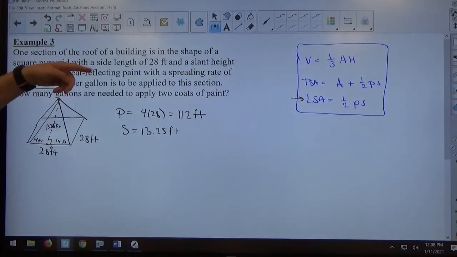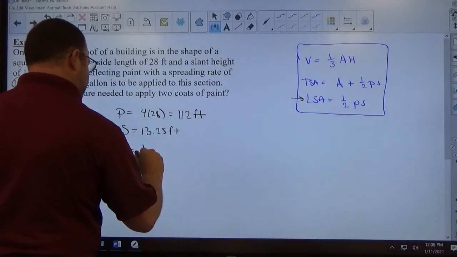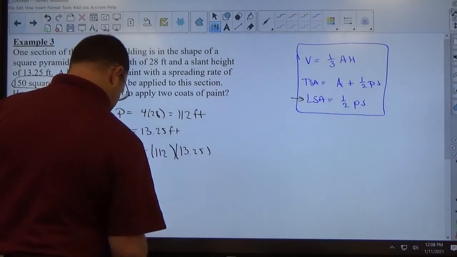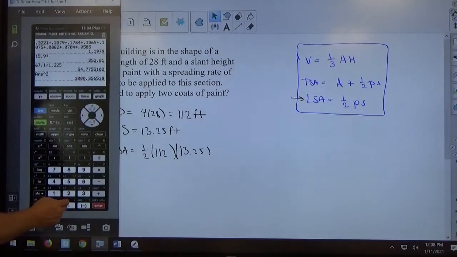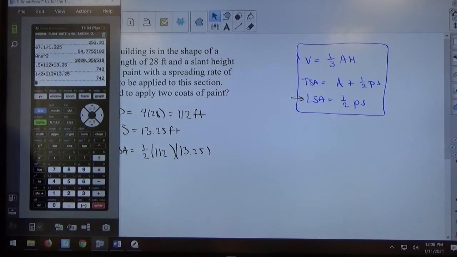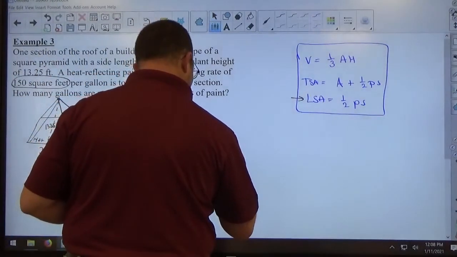If I use the lateral surface area formula, the lateral surface area of this roof is going to be 1/2 times 112 times 13.25. We have our calculator: 0.5, also known as a half, times 112 times 13.25. I could also type in 1 divided by 2, that's also a half. Half is 0.5, I usually go with 0.5. So 742 square feet is the area of this roof, the lateral surface area.